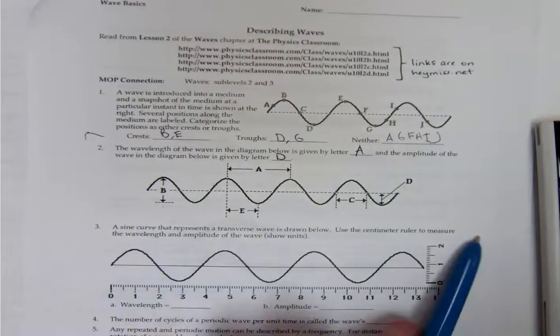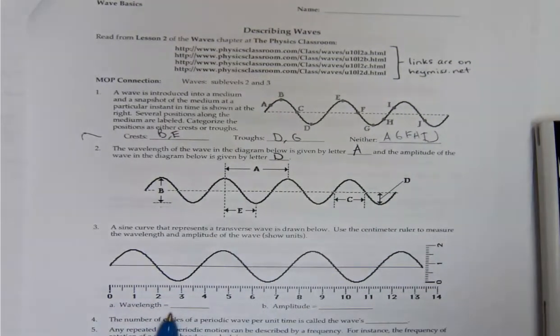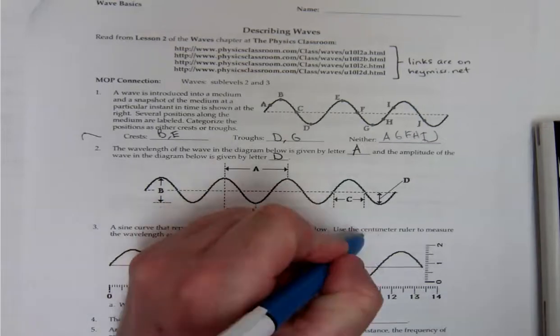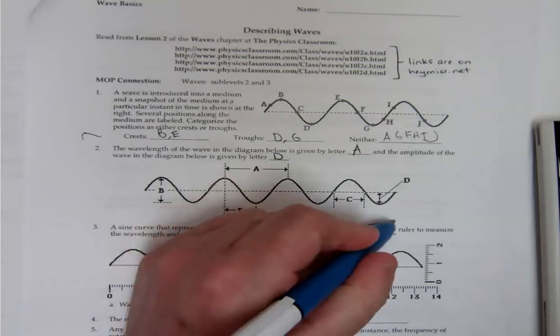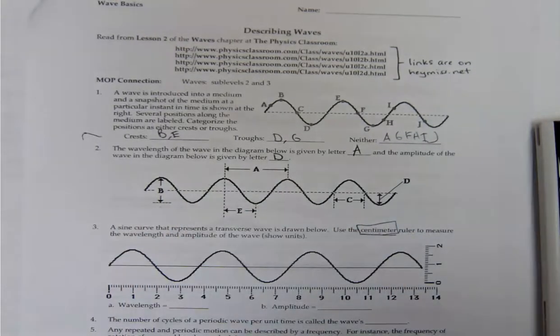All right, let's look at number 3. Let's look at the questions. They want the wavelength. They want the amplitude. Pretty straightforward. It looks like it's measured in centimeters. So you can get a ruler if you want. Unfortunately, I only have like 3 feet meter sticks, but it's okay. So wavelength, remember, wavelength is from same point to same point.